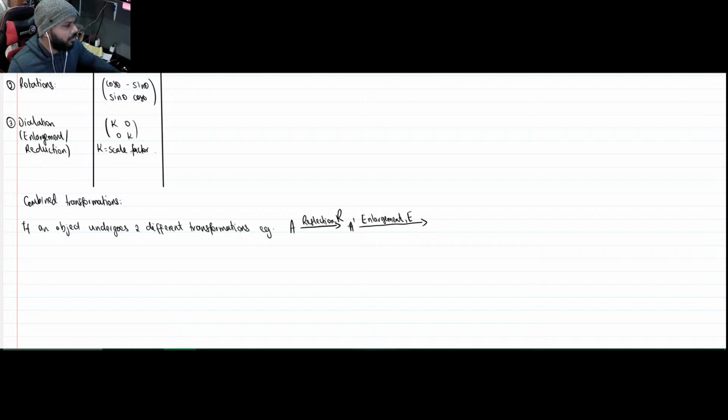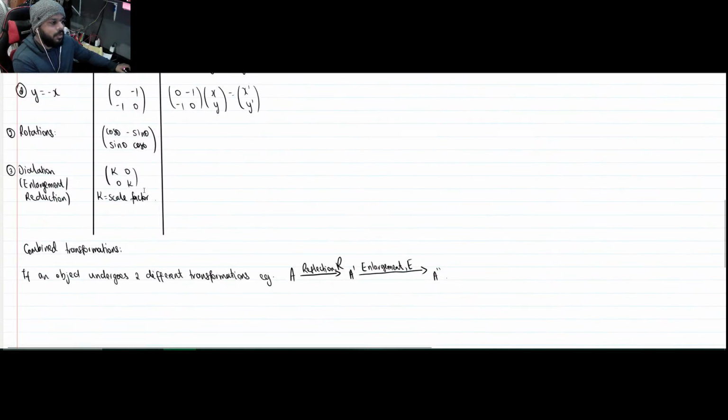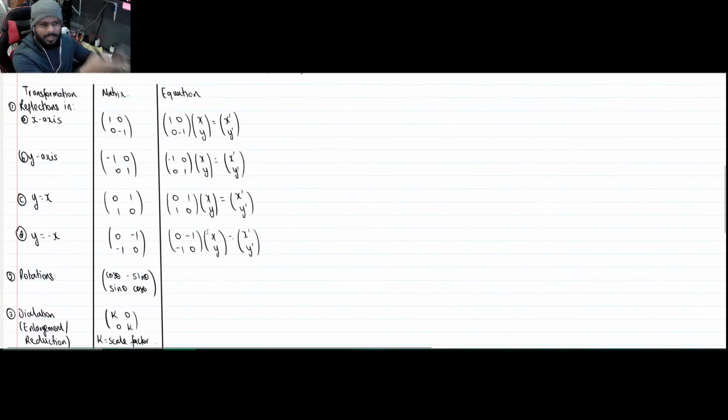E, and I'll get A double prime. Now to get the coordinates of A double prime, one way we can do it is to use my knowledge of transformations with matrices. Reflection R could be in any one of these lines; I'm just making up that it's a reflection in the x-axis. I will multiply the matrix by the coordinates of the point to give me my image. So 1, 0, 0, minus 1 multiplied by the coordinates of A will give me A prime.